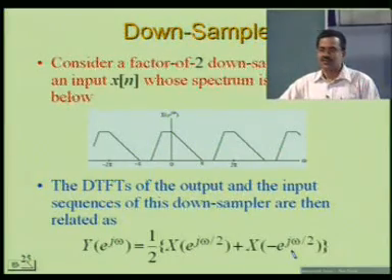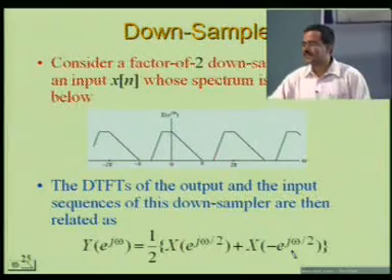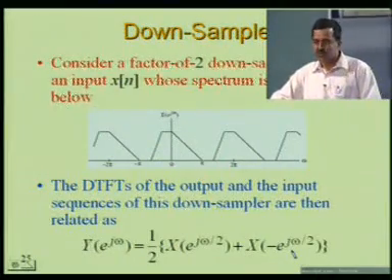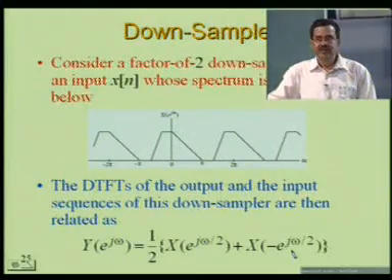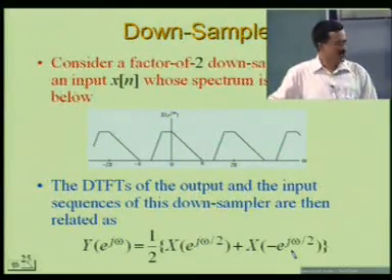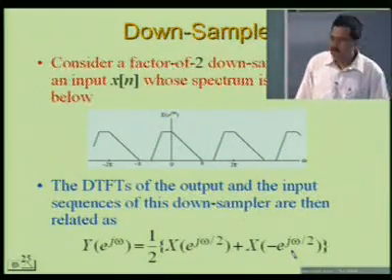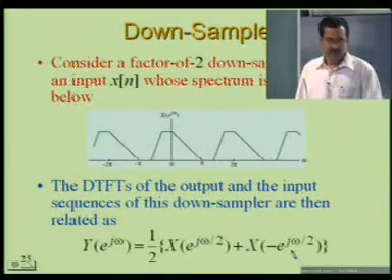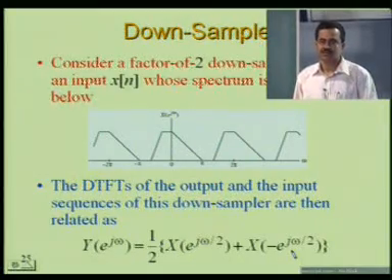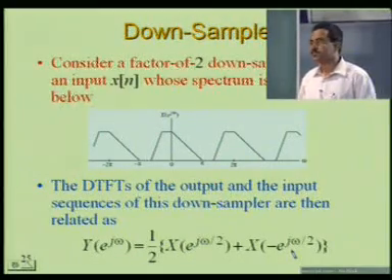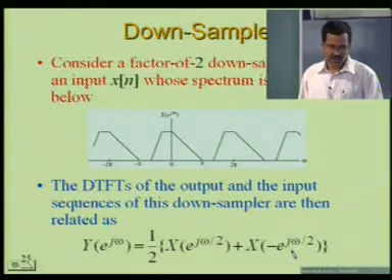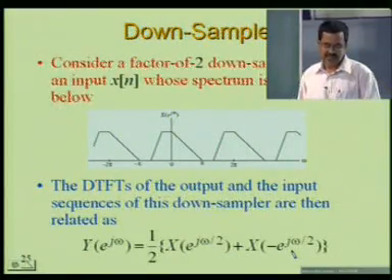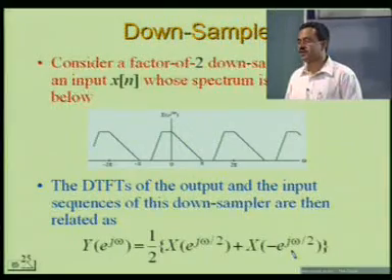The DTFT, you know what is DTFT, discrete time Fourier transform, of the output and the input sequences of this downsampler are then related as Y(e^jω), the frequency response of the output sequence y[n], is equal to half of X(e^(jω/2)) plus X(e^(-jω/2)).